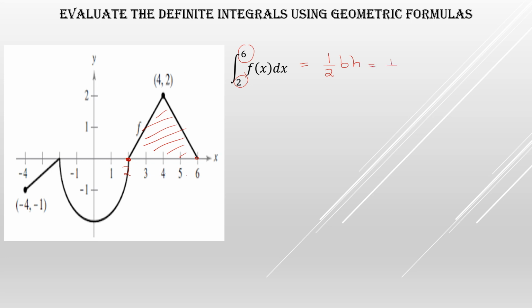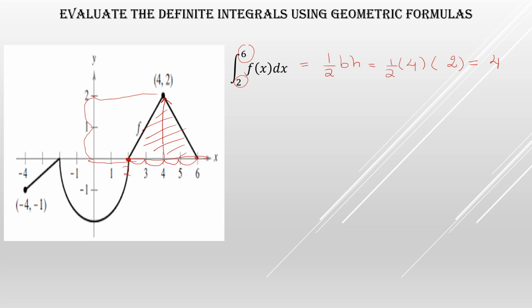Now half. What is the base and what is the height? Here is the base. Look how many boxes do you have? 1, 2, 3 and 4. So you have 4 boxes. Now the height. The height is from here till here. See how many boxes you have? 1 and 2, because the height is from 0 till 2. So it will be 2. Now just solve it and you will get 4 as the answer.